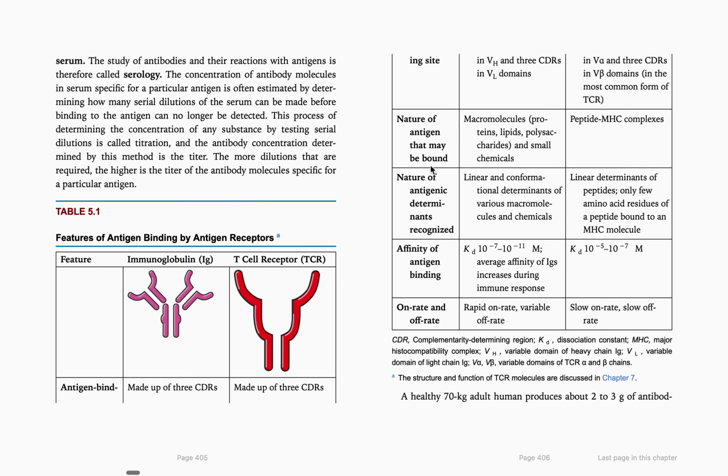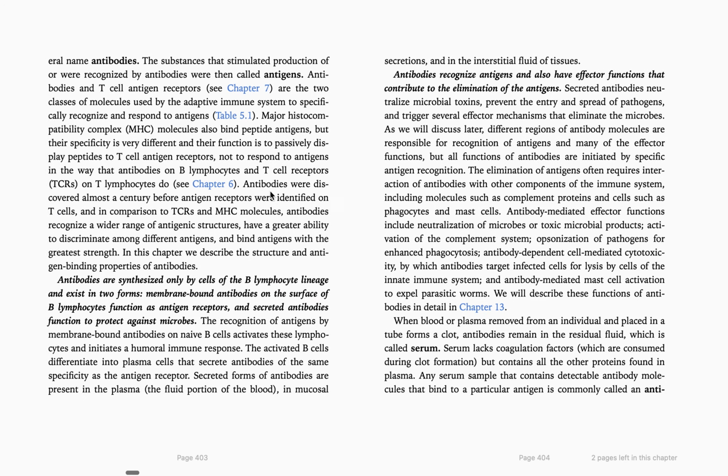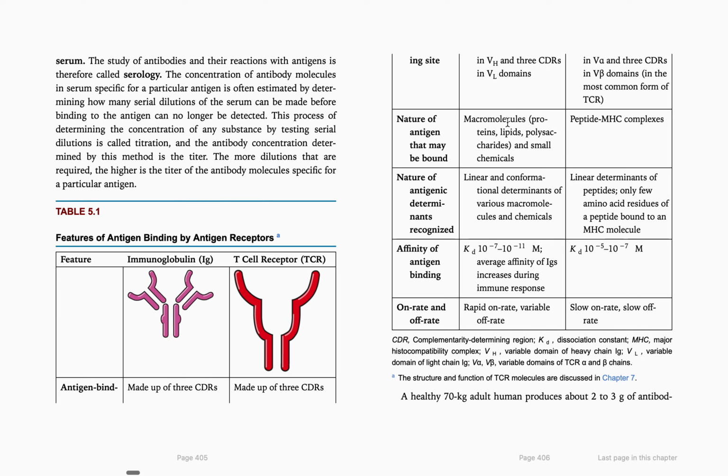So the nature of antigen that may be found: actually macromolecular protein, lipid, polysaccharides in immunoglobulin, but in T cells we find the peptide MHC complex. Nature of antigenic determinants recognized: mostly in immunoglobulin they are linear and conformational determinants of various macromolecular and chemical, but in a T cell receptor, linear determinants of peptides, only a few amino acid residues and peptide bond to the MHC. You will see them later.